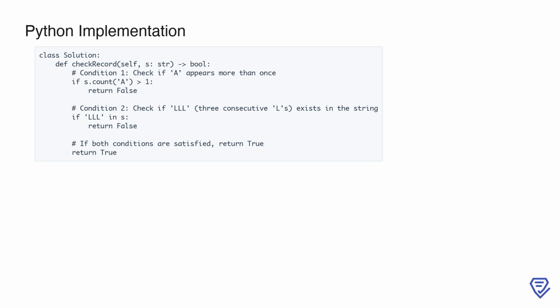2. Check for prolonged tardiness. The second condition is to ensure there are no 3 consecutive Ls in the string. This is done using the in operator to check if the substring LLL exists in s. If LLL is found, the function returns false. 3. Return true if both conditions are met. If neither condition is violated, the function concludes that the student deserves a reward and returns true.